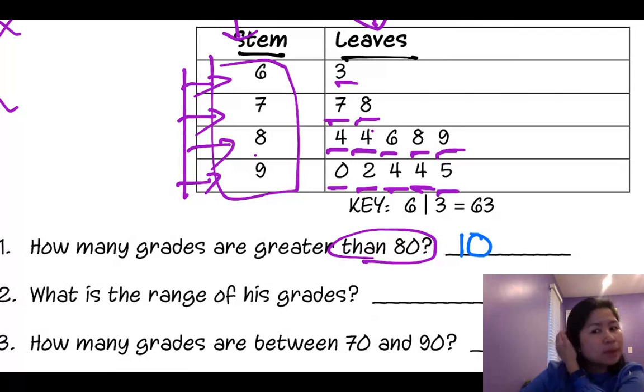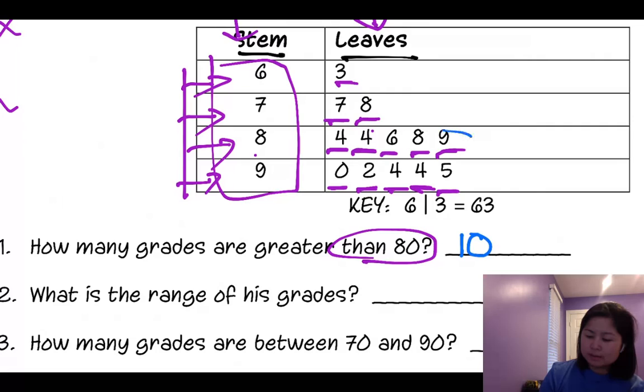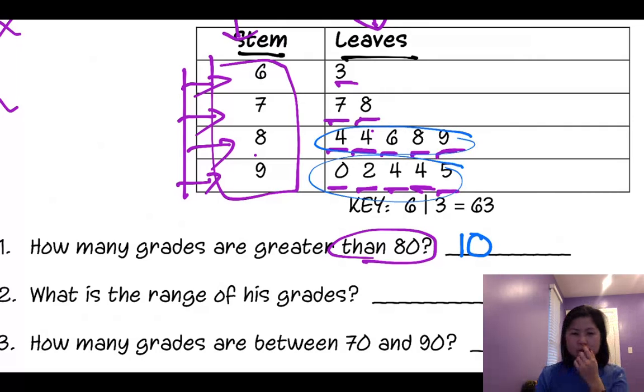Okay, 10, good. We know it's 10 because look over here. This one is 84, 84, and 86, right? We don't have an 80, so I'm going to start counting from here. There's 5. There's another 5, so the total is 10. That's good.